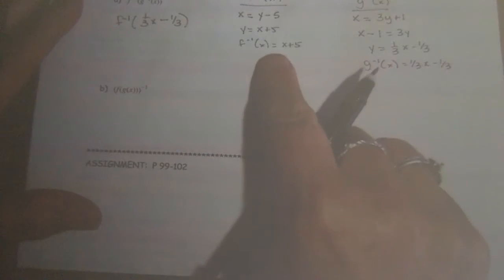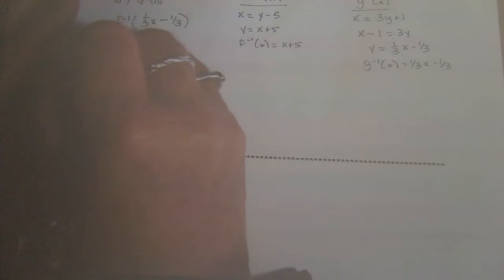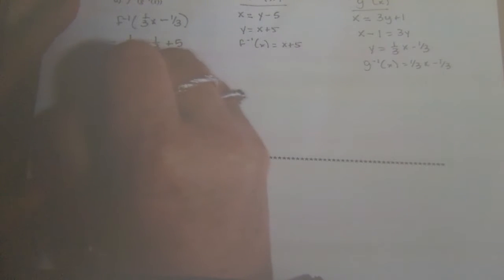So to find f inverse of g inverse, that means in our f inverse function, we plug in the g inverse. Where I see x, I plug this in, which equals 1/3 x minus 1/3 plus 5. 5 I can write with a denominator of 3. So this equals 1/3 x plus 14/3.